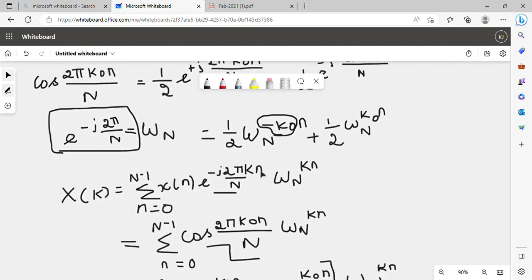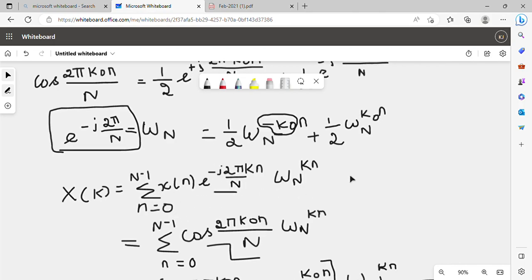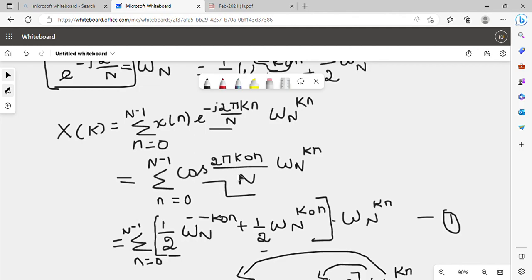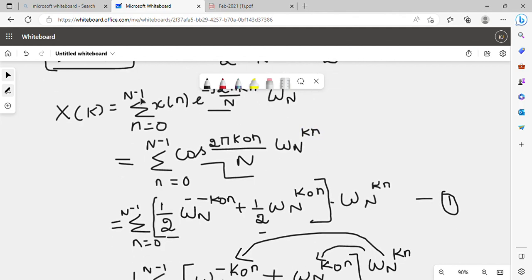Right now I try to substitute this in the particular formula. This formula you know already. If I substitute in this formula, first I have to write cos 2 pi k naught n by N into omega N to the power of kn. After that you are going to substitute what cos 2 pi k naught n by N is.